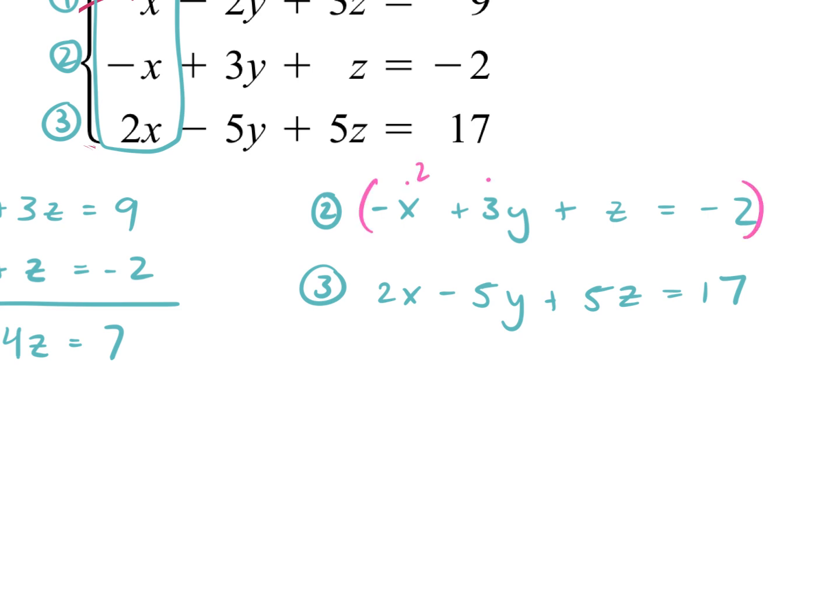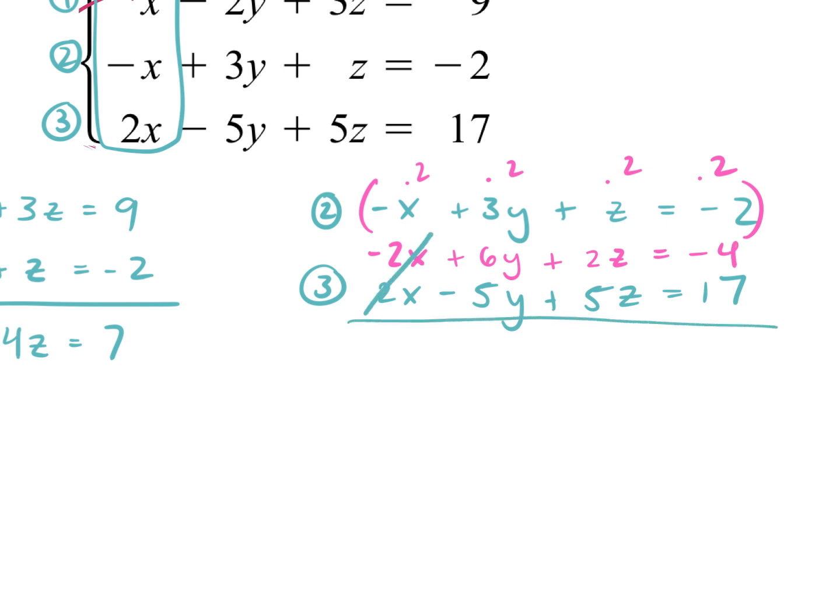If you want to write it out for each term, everything gets multiplied by 2. Don't forget the right side of your equal sign. A lot of people forget that. Remember, if you make a mistake early on, it's going to throw off all of your answers. So just be careful. So we have negative 2x plus 6y plus 2z is equal to negative 4. So let's combine these together now. X's will now cancel. 6y minus 5y would be y, plus 7z is equal to 13.